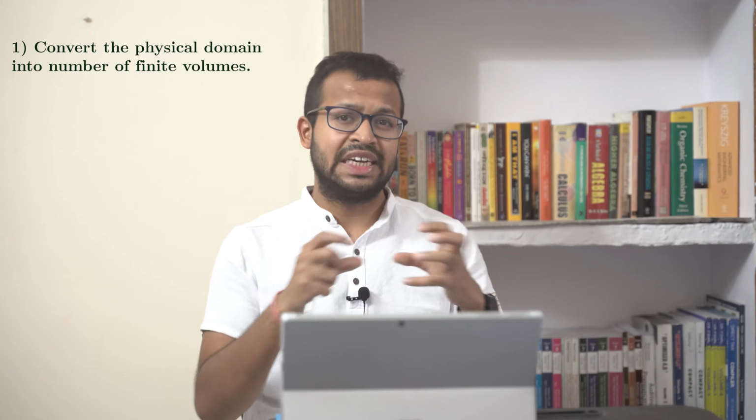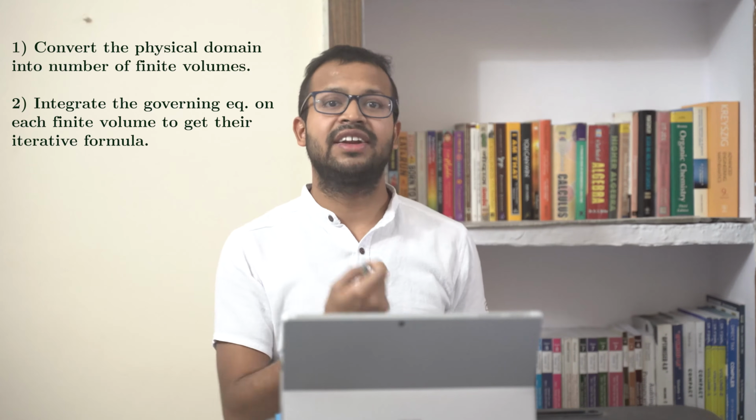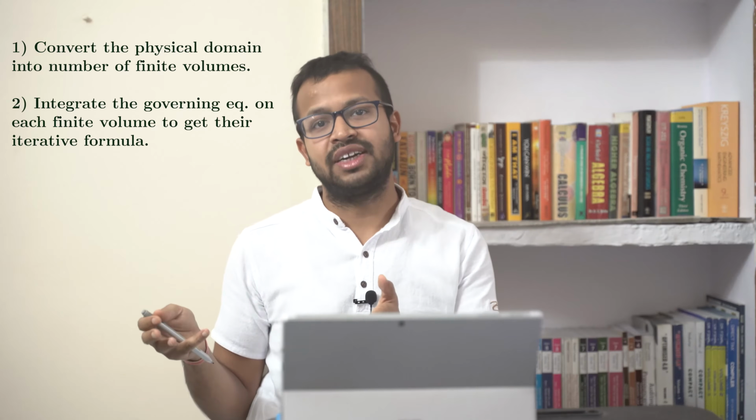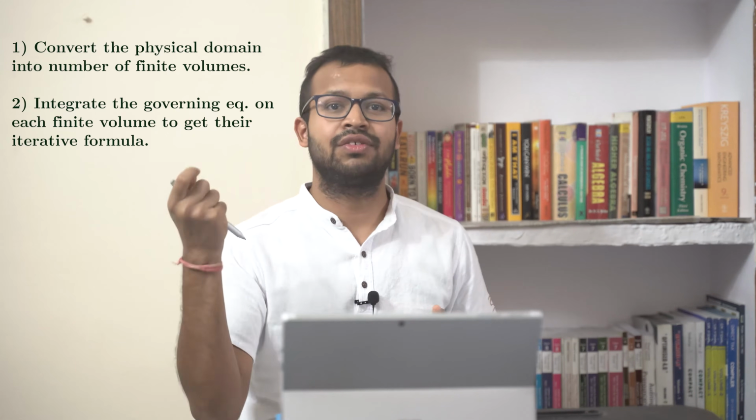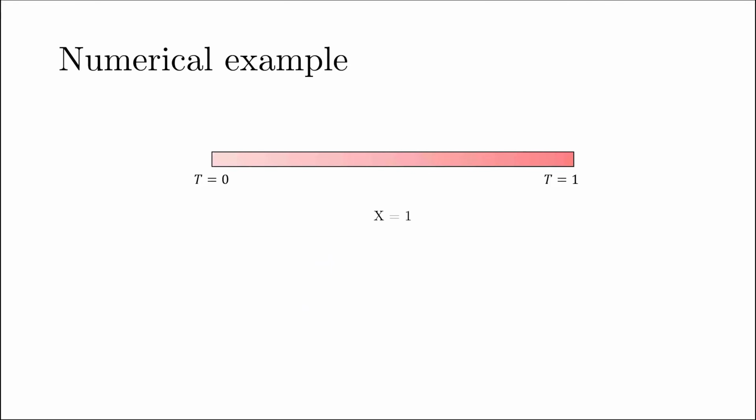So to summarize, we first have to divide the domain into a certain number of finite volumes, and then we have to integrate the governing equations over the finite volume to get their iterative formula. So in order to get that iterative formula, we simply integrate the governing equation over that volume, put the limits on it, and bang.